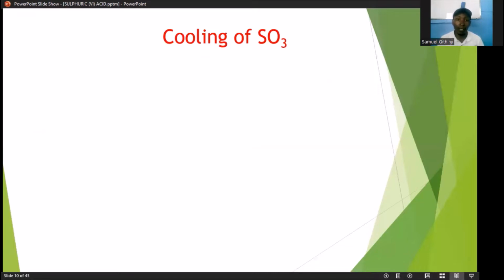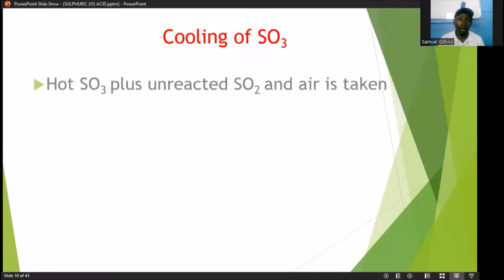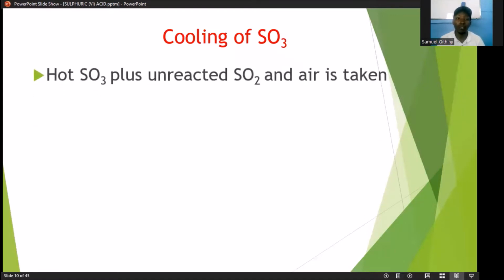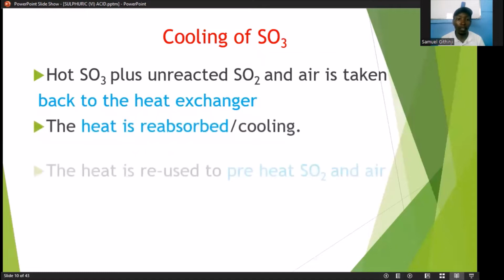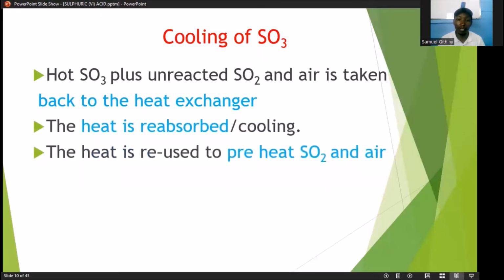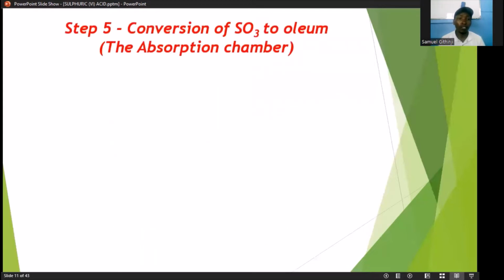The heat exchanger has two purposes: it can heat, and it can cool. So why do we need to reabsorb the heat? So that it can be used again. The hot gas from the catalytic chamber goes back to the heat exchanger, where it is cooled, and the heat is used again. The cooling is to make the process more economical. That question was there even in KCSE 2021: why do we absorb the heat? Good. We go to the next step.